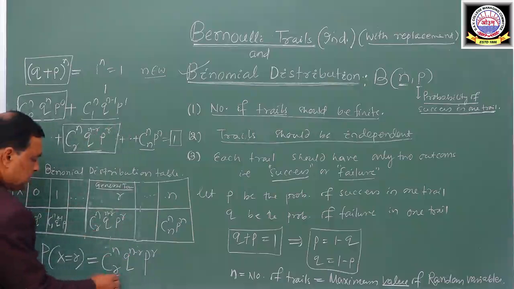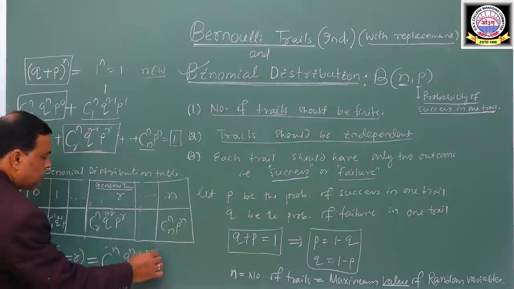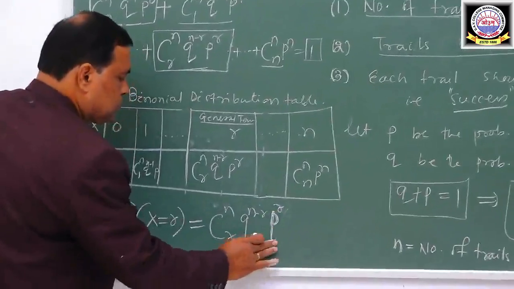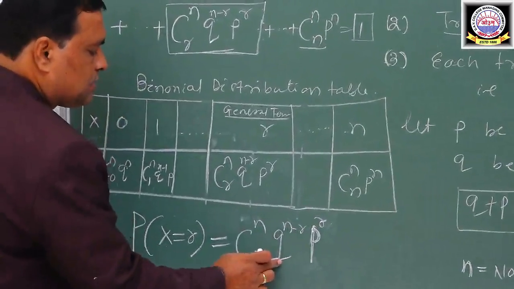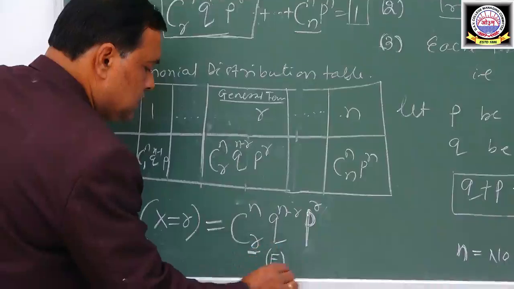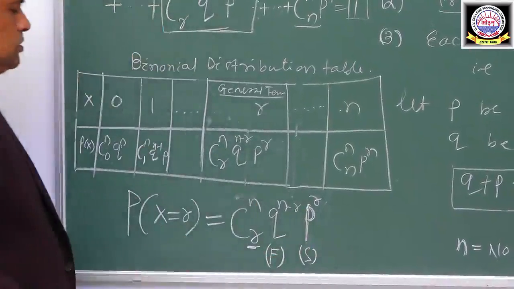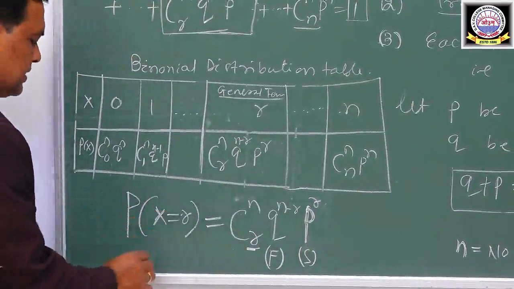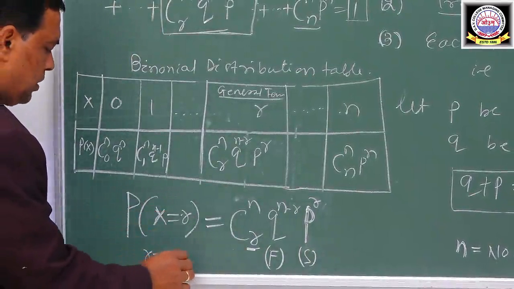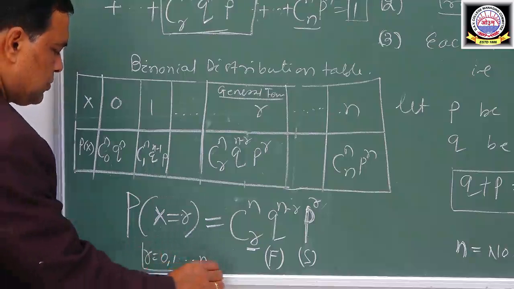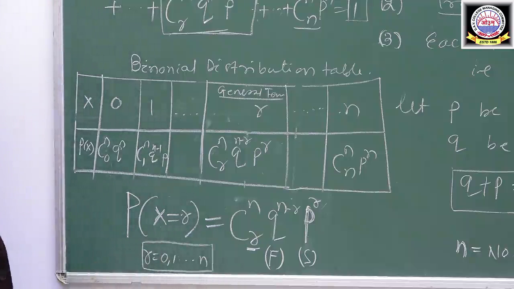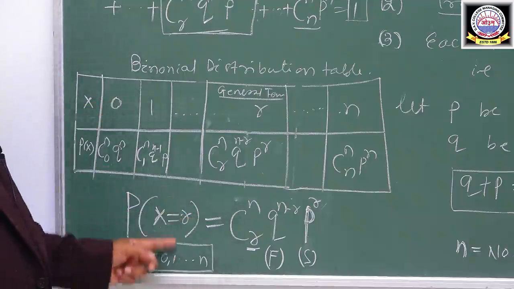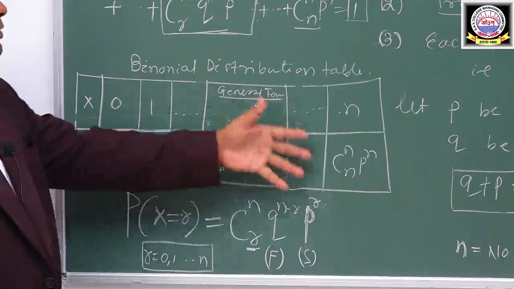So what is here? That should be there in the power of the success. So this is the probability of success. This is failure. This is success. So failure and success, and this is the random variable values. r takes the value 0, 1 up to n. So when 0, P(x = 0) you will get. P(1) this one will get. So similarly you can go on.